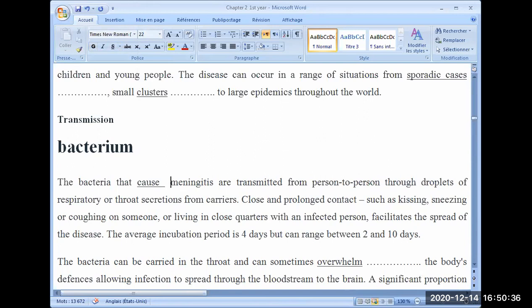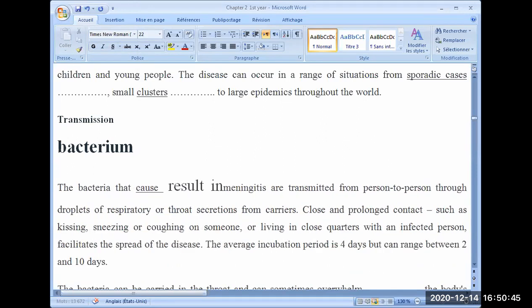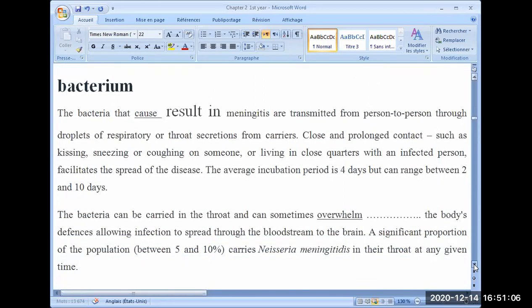If you want to use the verb result from, the opposite is result in. Sorry, to result in. The bacteria that result in meningitis. Give rise to. Yeah, good. Result in. Good. Rise to. Nice. Yeah, good. Excellent students. Okay, the bacteria. Now, let's carry on.